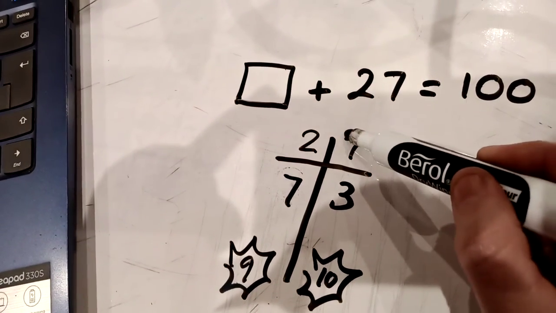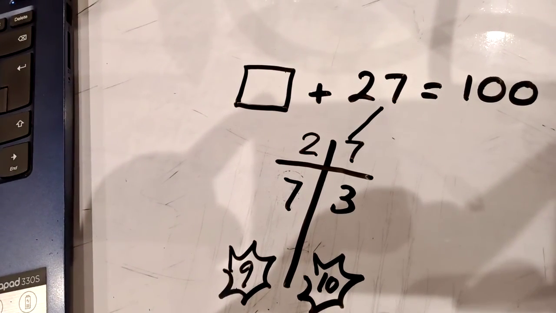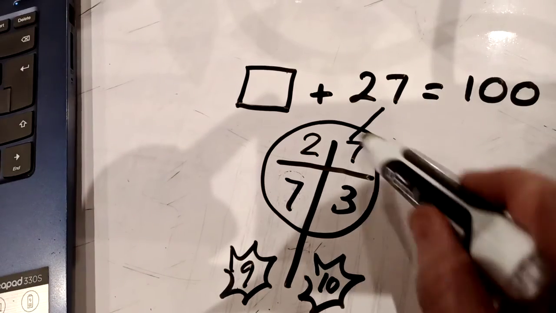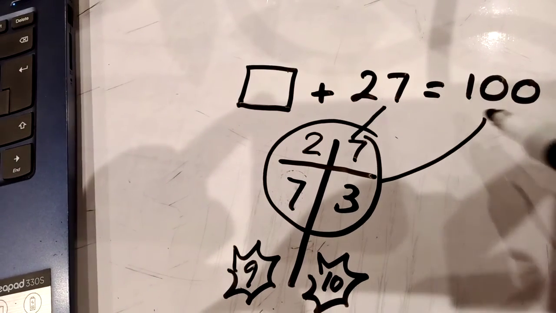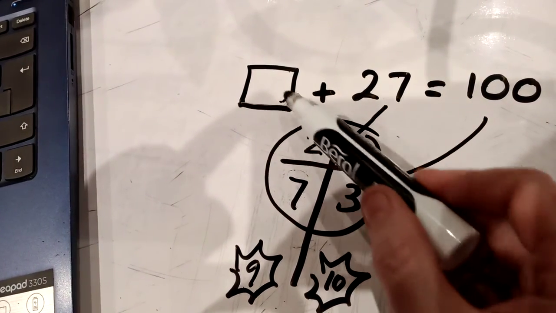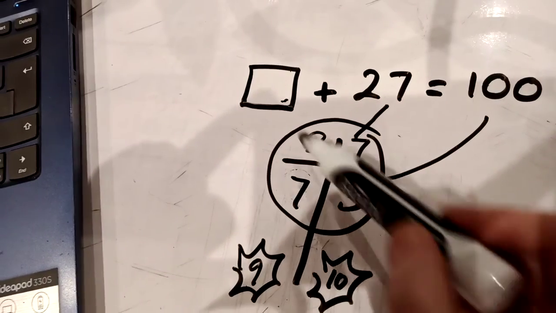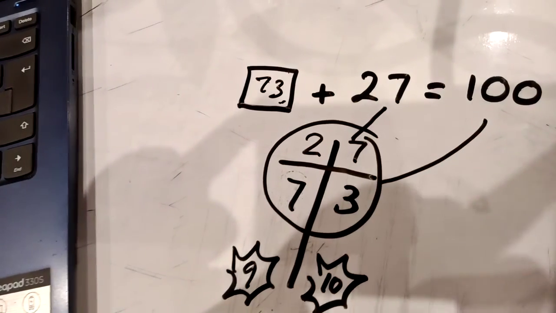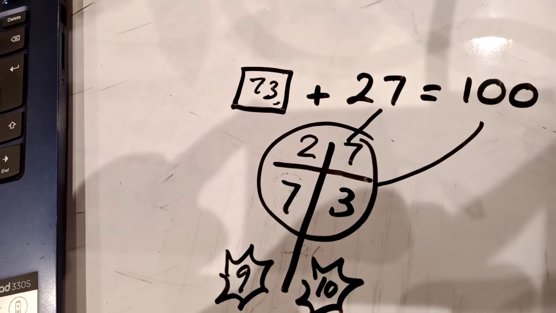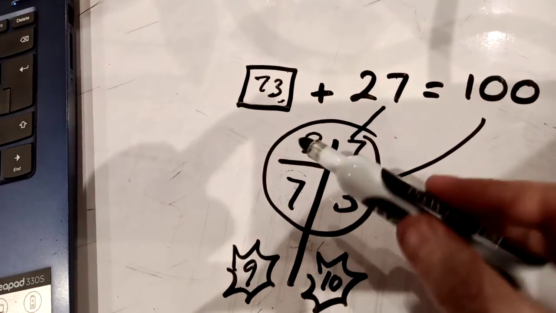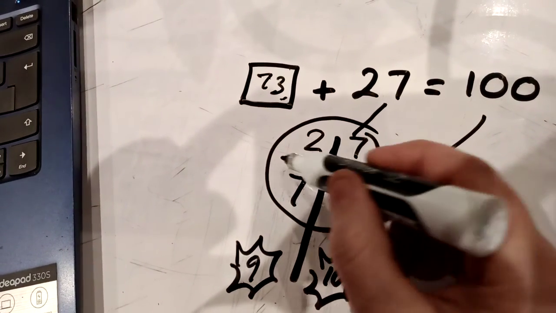So we know that 27 is that number. The whole, when you add them together, is that number. So this one must be, which number's missing? So it's 73. Okay, so we've just revised friends to 100 using the sword method.